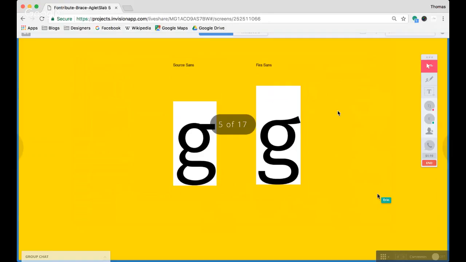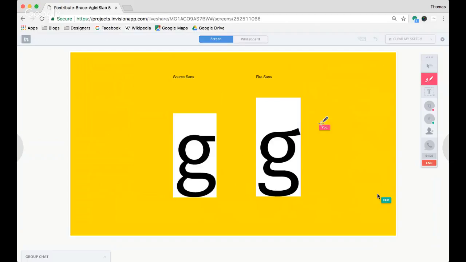Ah, so now we've got some differences. We've got something more dramatic. Yes, you go ahead first. Okay. Definitely the first thing we can see is the loop, right? An open loop decision at the end, Fira versus Source Sans. And that's one of the first things we see.